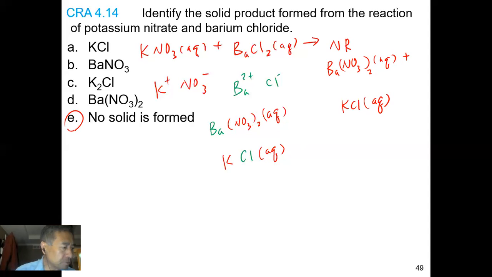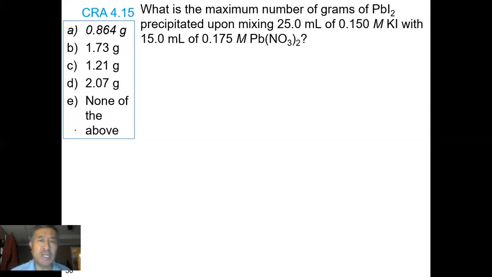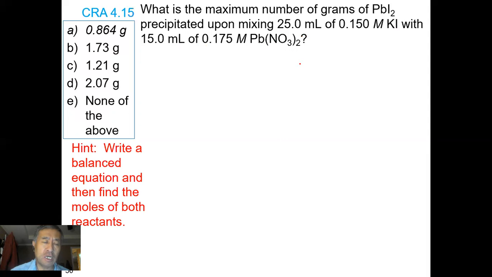Then this question: what is the maximum number of grams of PbI2 precipitate upon mixing 25.0 milliliters of 0.150 molar KI with 15.0 milliliters of 0.175 molar lead(II) nitrate. I give you a hint. You first need to write a balanced equation and then find the moles of both reactants.